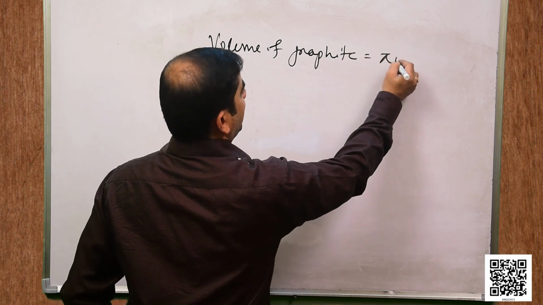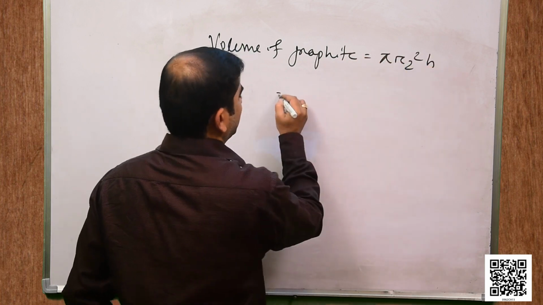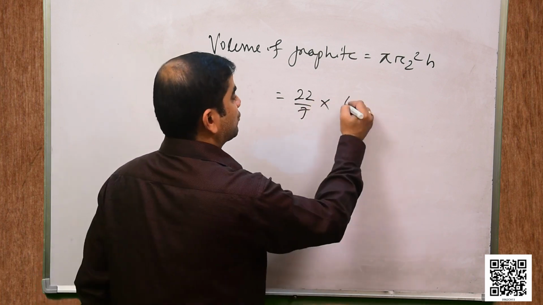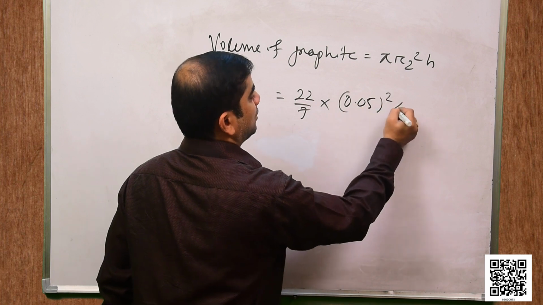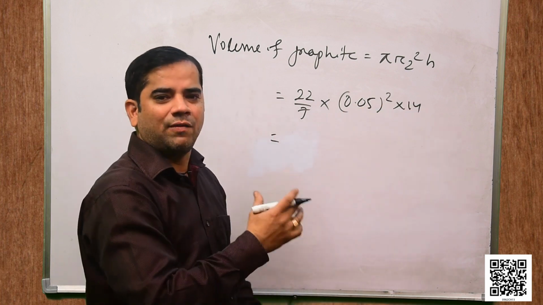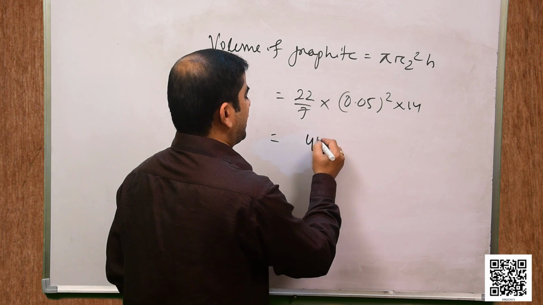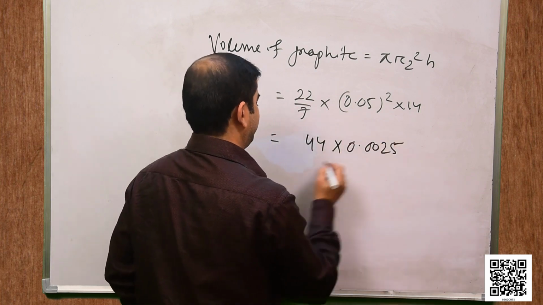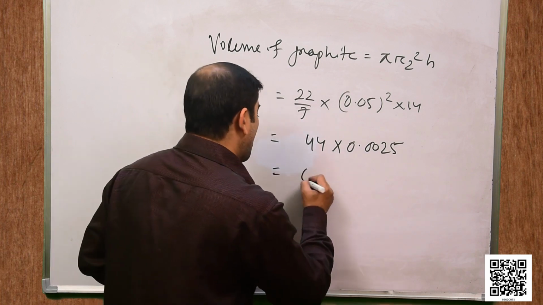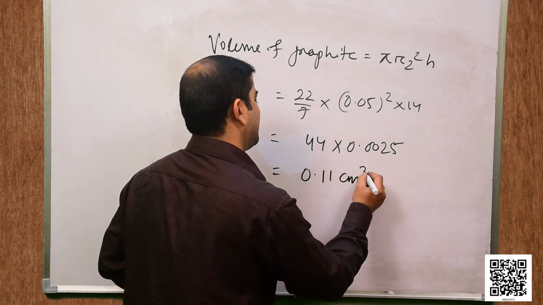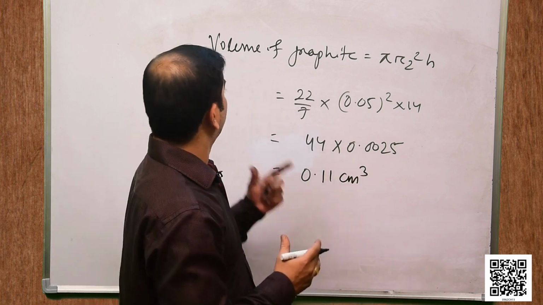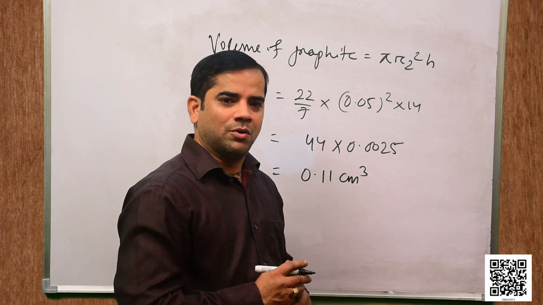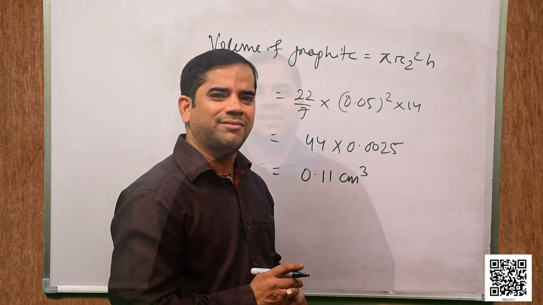Students, let us now find the volume of graphite. It is equal to pi R2 square H, that is 22 by 7 into 0.05 square into 14, and when we calculate, this will be 44 into 0.0025, that will be equal to 0.11 centimeter cube. So, the volume of graphite is found to be 0.11 centimeter cube. Hope you understand the solution for this question.